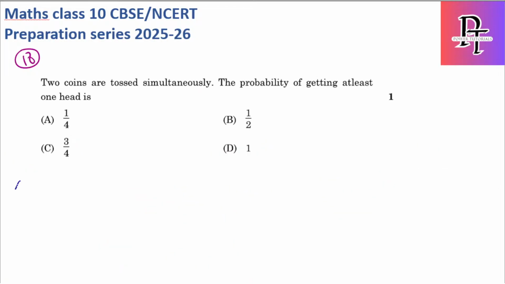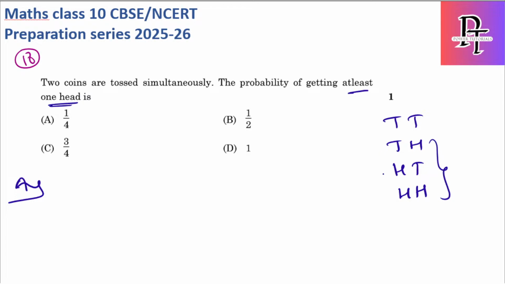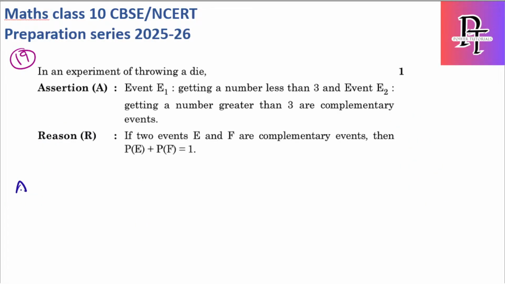Let's move to the 18th question. 3 more questions for today. 2 coins are tossed simultaneously, probability of getting at least one head. So 2 coins, it is easy: TT, TH, HT, HH. Okay, let's see what they are asking. At least one head. So these 3 are cases which have at least one head. So the answer is 3 by the total, 4. See, within 10 seconds I solved this question. Okay, next, 19th.